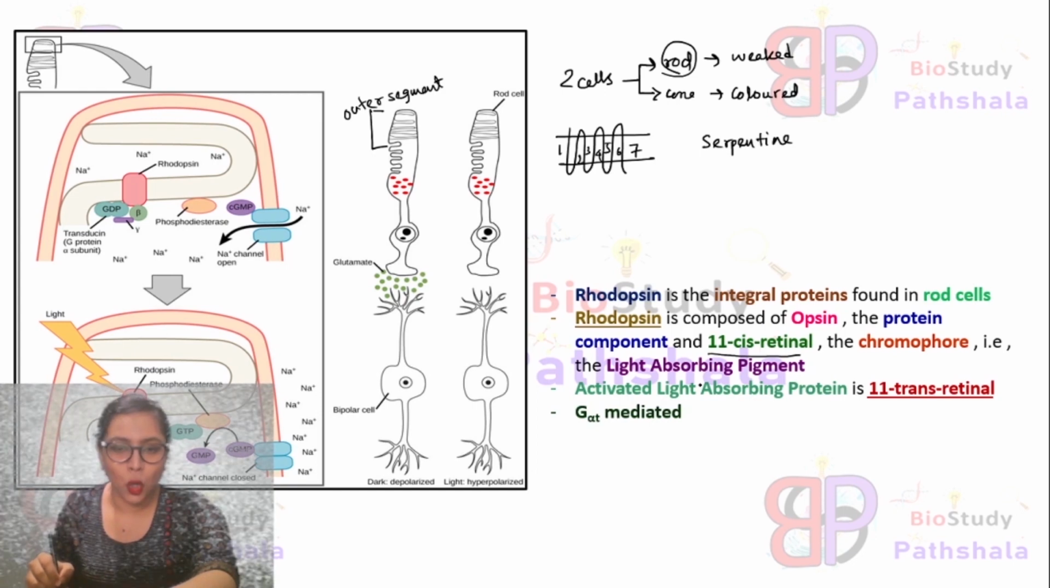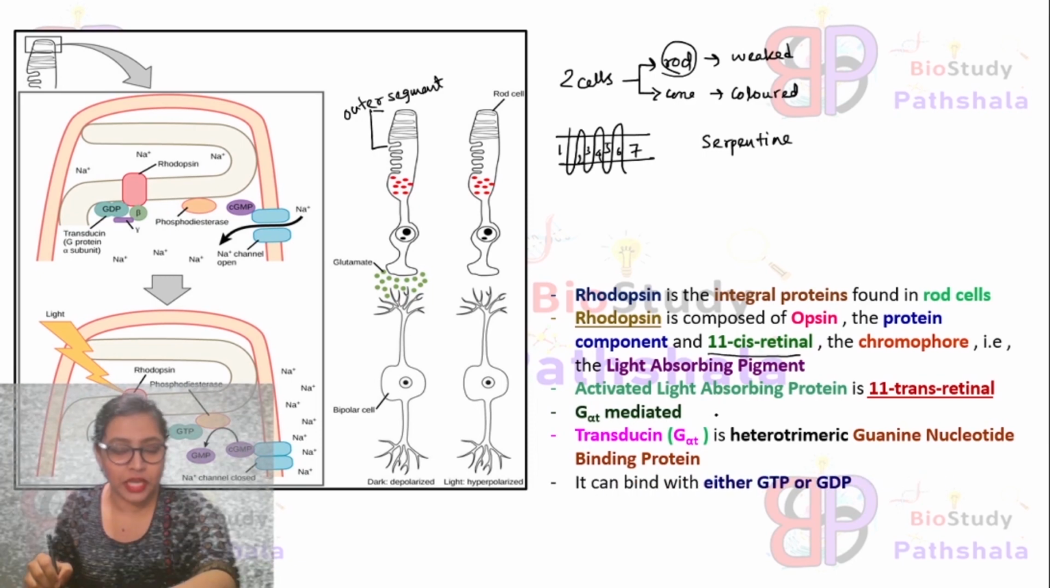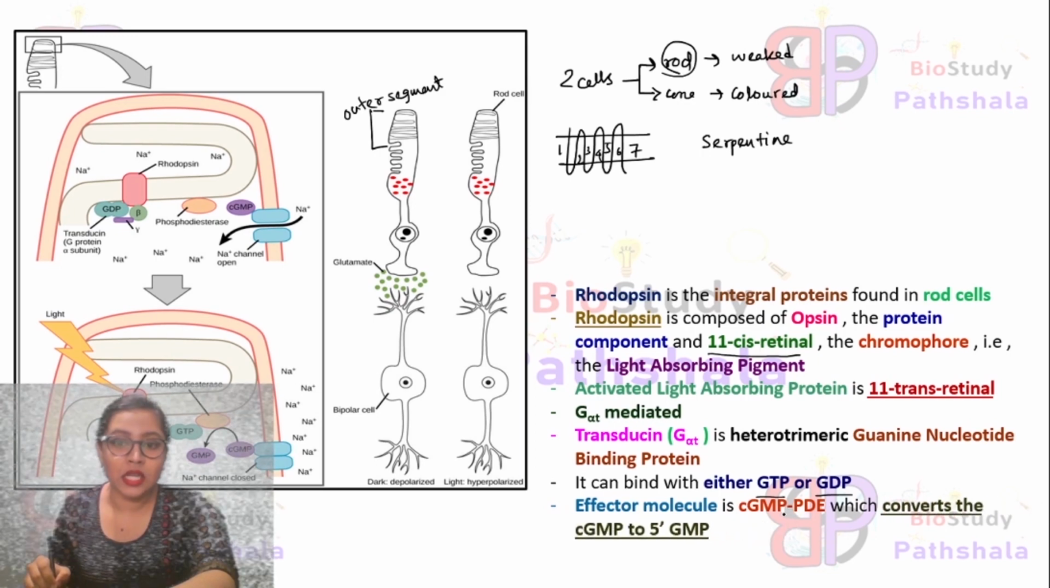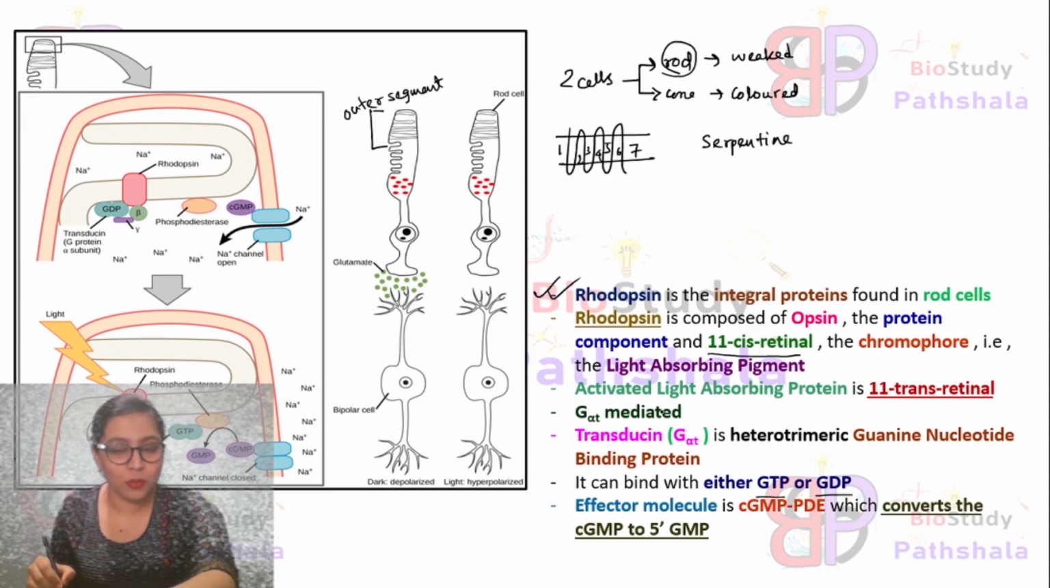This G-alpha T is also known as transducin, and transducin is a heterotrimeric protein, and it is a guanine nucleotide binding protein. That means it can bind with either GTP or GDP. The GTP bound state is the active form and the GDP bound state is the inactive form. And here the effector molecule is cyclic GMP dependent phosphodiesterase, which converts cyclic GMP to 5' GMP. So these are the key points of the rhodopsin protein.